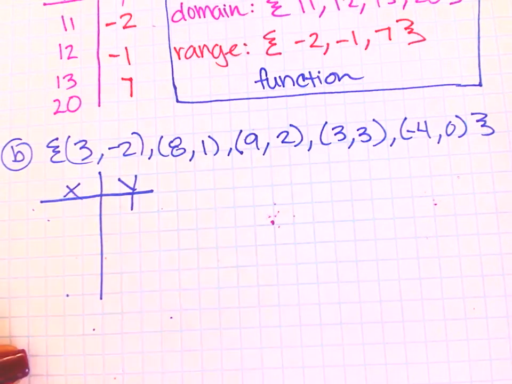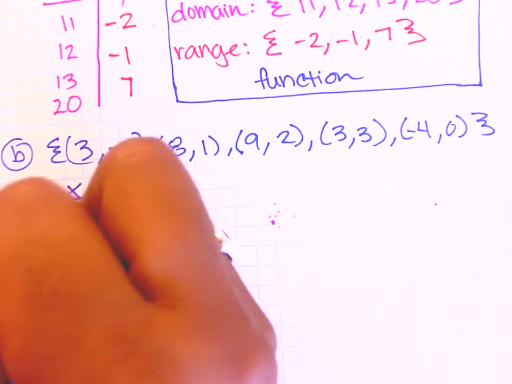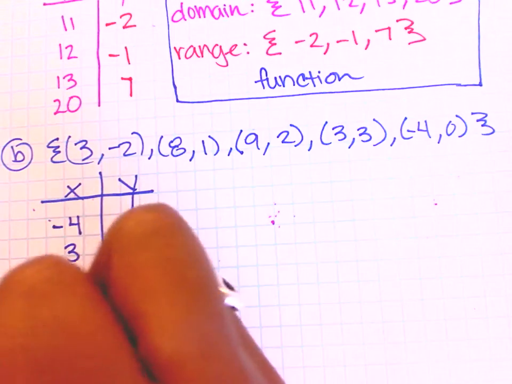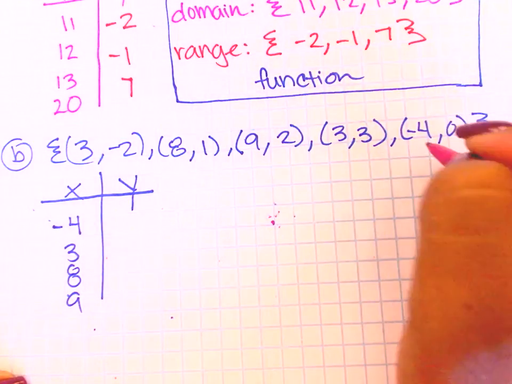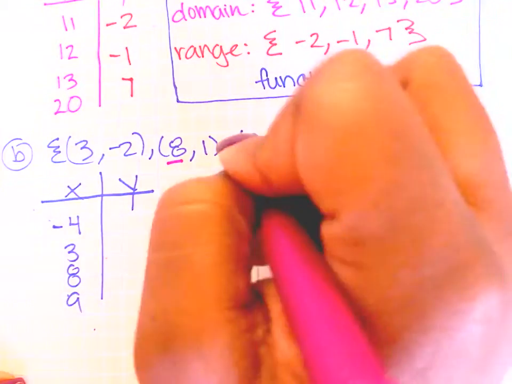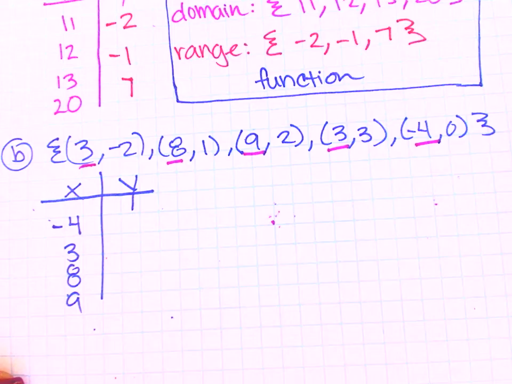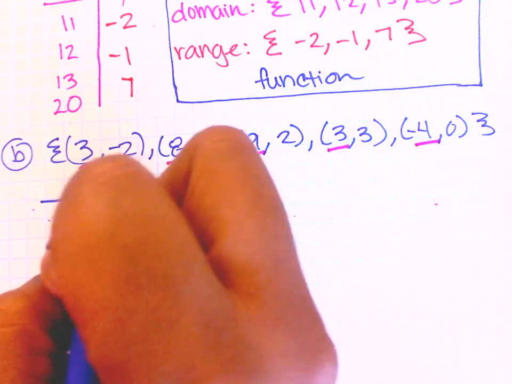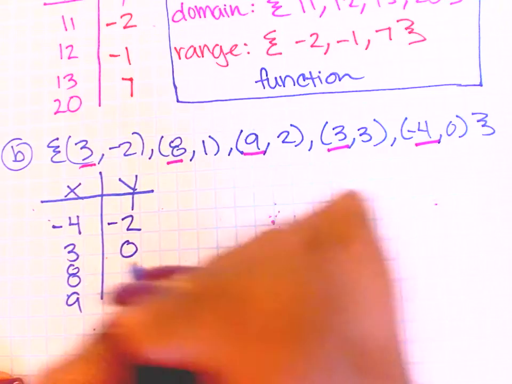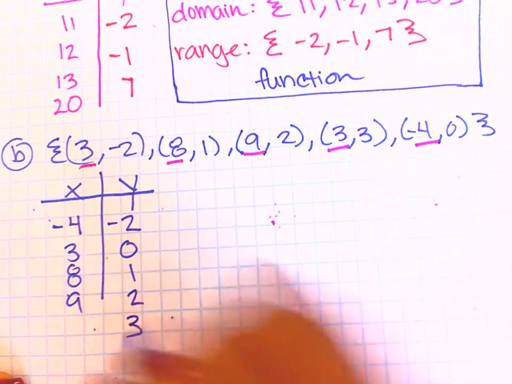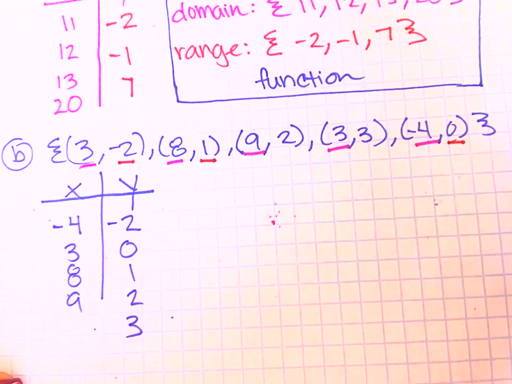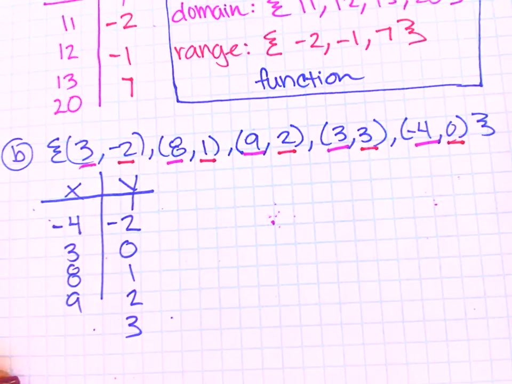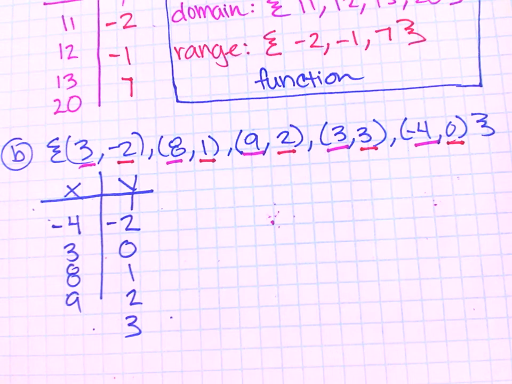Okay, so on your x and y, I would have in my order -4, 3, 8, and 9. So again, I found them here: -4, 3, 8, and 9. There's another 3 there, but I don't need to write it twice, right? So then I go to my y. I should have -2, 0, 1, 2, and 3.